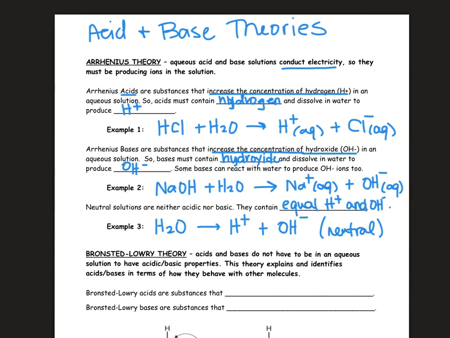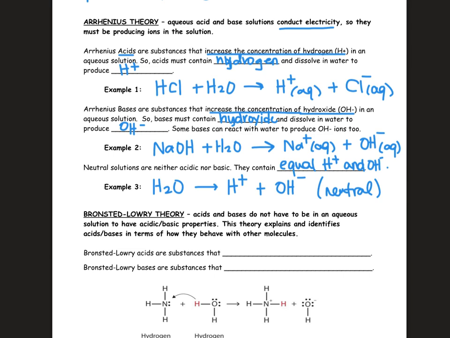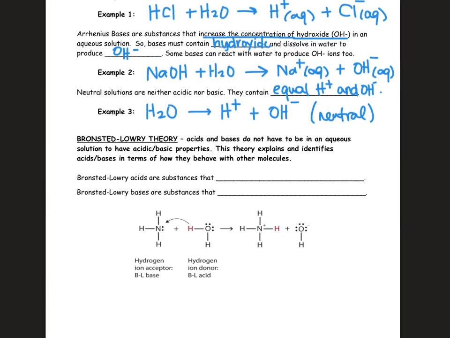Arrhenius theory was a really good theory back then, and it still is a really great theory for traditional or very easy to recognize acids and bases, because acids typically have hydrogens and bases typically have hydroxides. But it didn't explain all compounds, and so that's where the next theory came in.